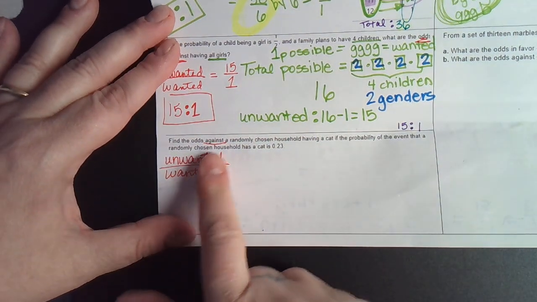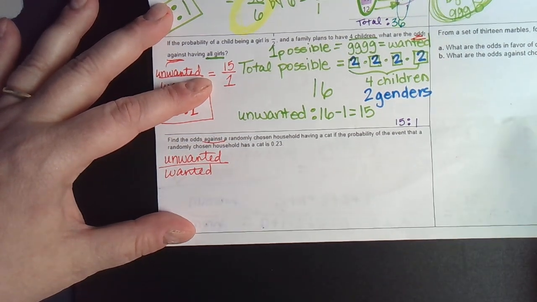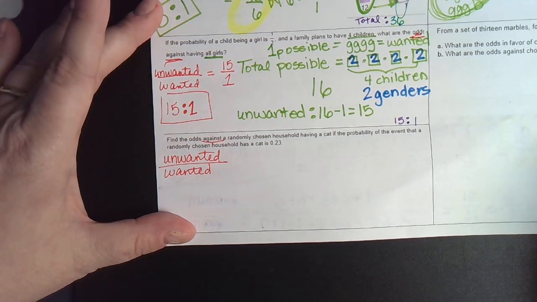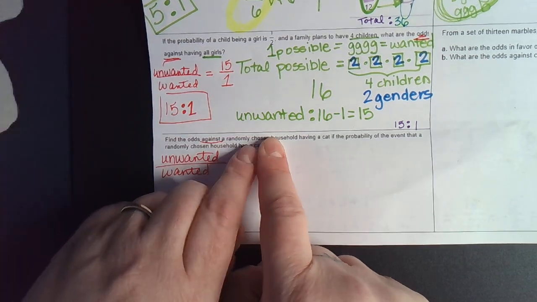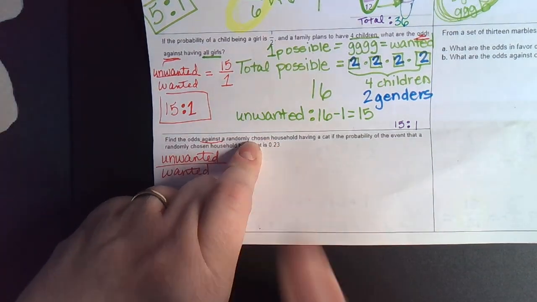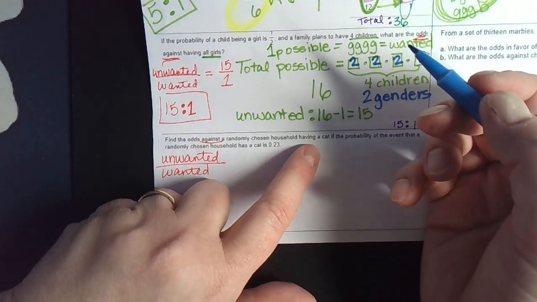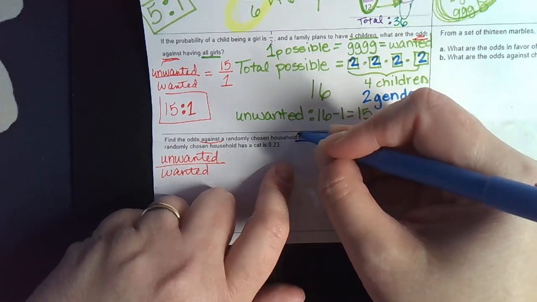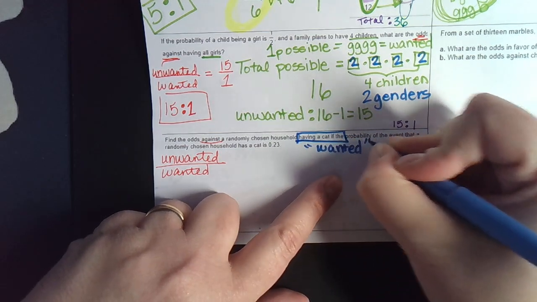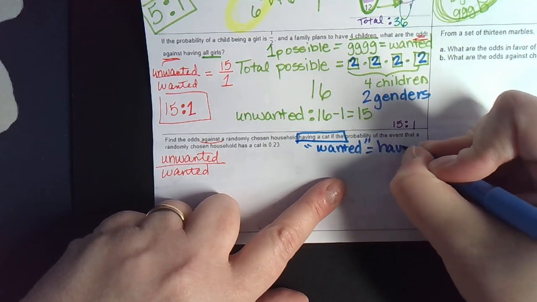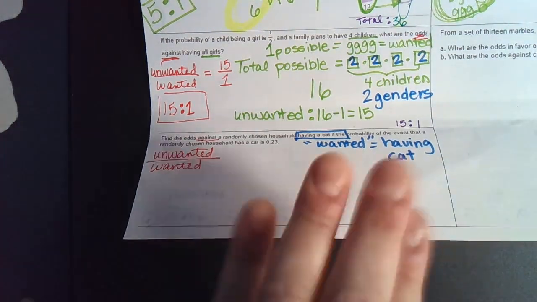Okay, and it says find the odds against a randomly chosen, and whatever comes after this is the wanted portion. So it says find the odds against a randomly chosen household having a cat. That's the wanted portion. It's the having a cat. Basically, it's whatever the words they tell you in the problem. So the wanted is having a cat.